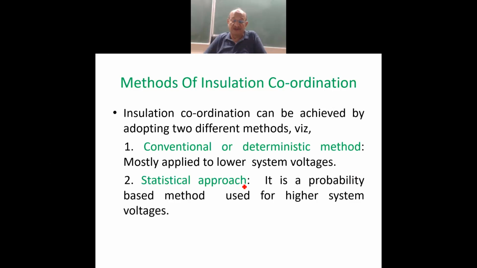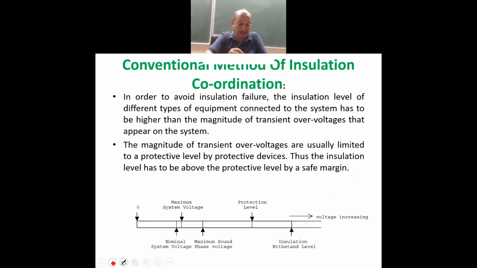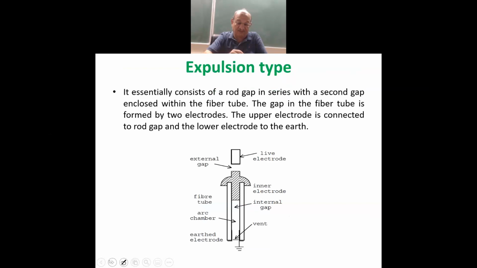There are the conventional and deterministic method, mostly applied to lower system voltages, and the statistical approach. It is a probability based method used for higher system voltages. When you go deeper into the subject of insulation coordination, you will come across all these things. The conventional method, I think, is not so important.